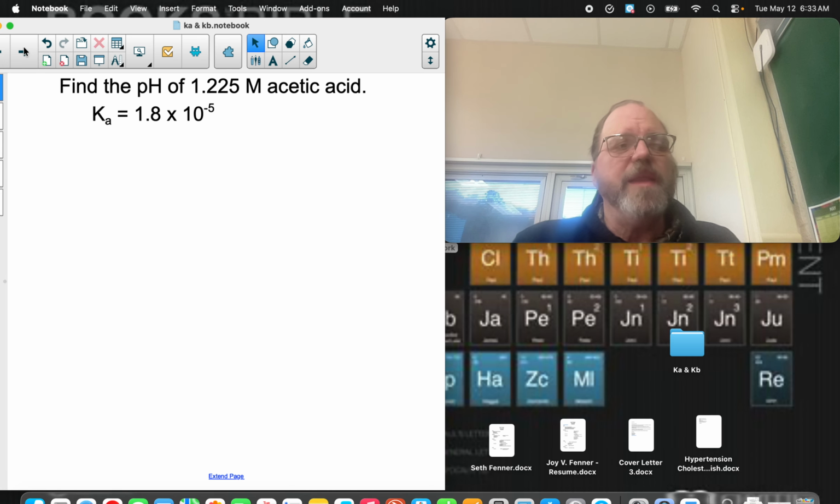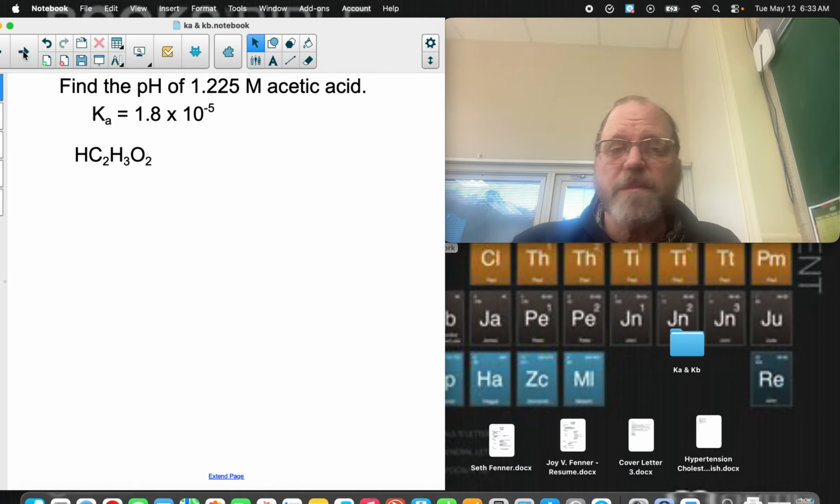Now, we can also find the pH from values given the Ka. So let's do a problem here. Find the pH of 1.225 molar acetic acid at equilibrium, if the Ka is 1.8 times 10 to the minus 5th.